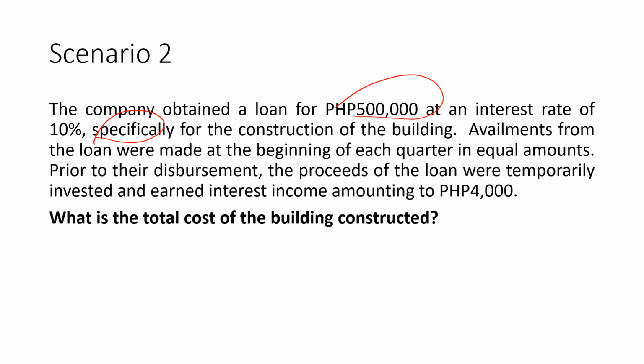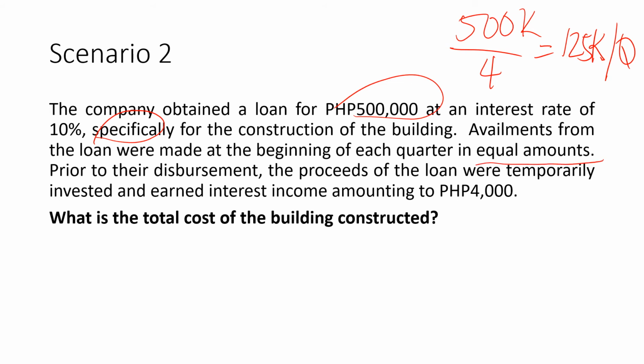So, sabi niya, availments from the loan were made at the beginning of each quarter. So, hindi daw natin nakuha yung buong 500,000. So, nakuha lang daw natin siya every first day ng quarter o beginning of each quarter. So, for 1 year, 4 yung quarters dun. So, yung 500,000, i-divide ko ng 4. So, lalabas, 125,000 ang nakuha natin out of 500,000 per quarter. Availments from the loan were made at the beginning of each quarter in equal amounts.